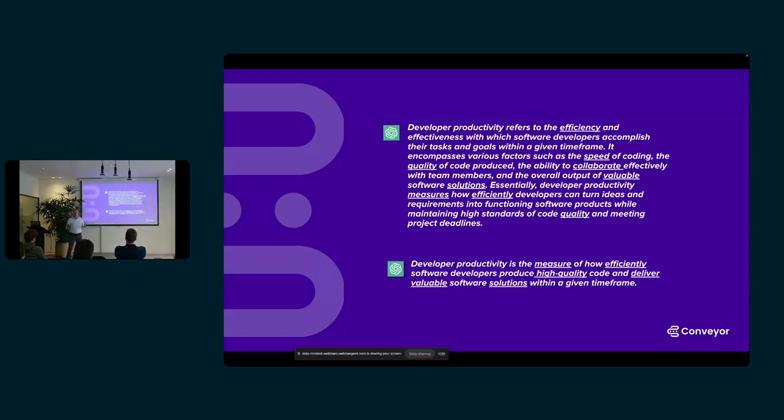And I think if we look at what developer productivity is, it talks about efficiency, right? It talks about the efficiency of software developers bringing high quality code for valuable solutions to production. So it's a measure of how efficient we are as data engineers or data teams. How efficient are data teams within our organization? And why would that matter to an organization?